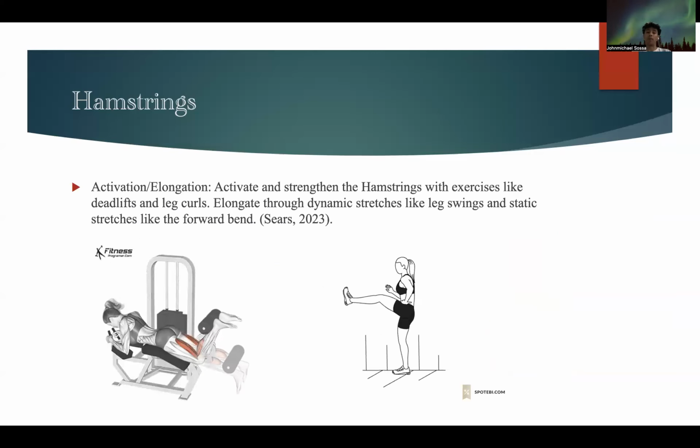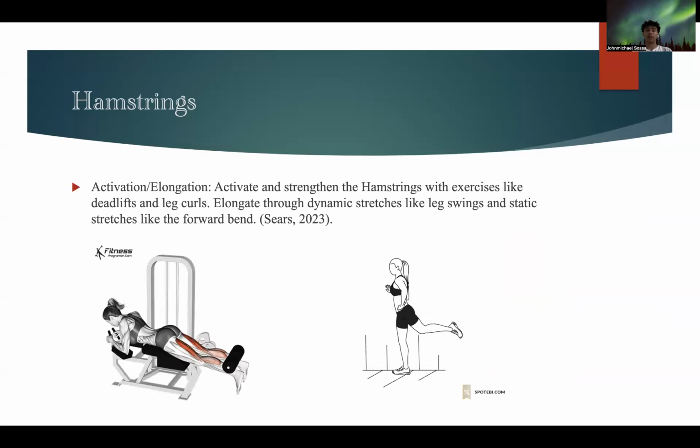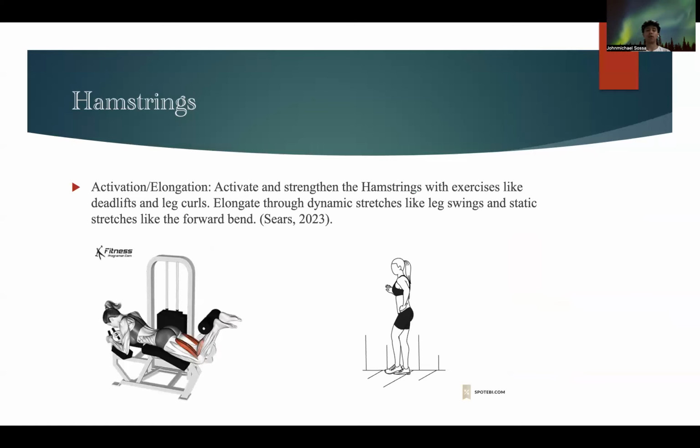Moving on with the activation and elongation section. To activate and strengthen the hamstrings, you want to use exercises such as deadlifts or leg curls, which target primarily the hamstrings. In order to elongate the hamstrings, you want to perform dynamic stretches such as leg swings or static stretches like the forward bend.